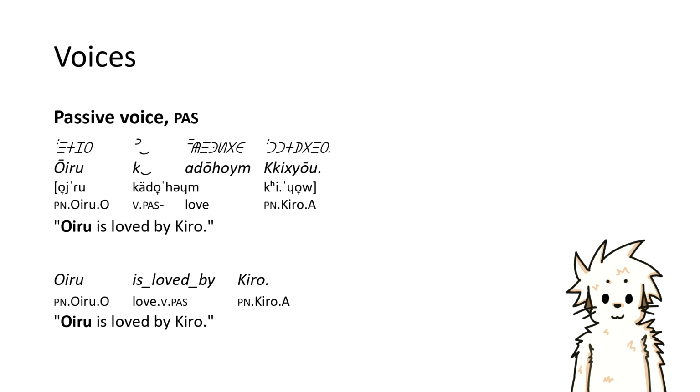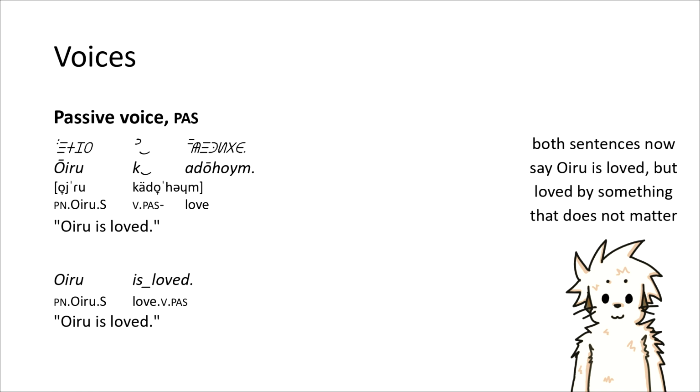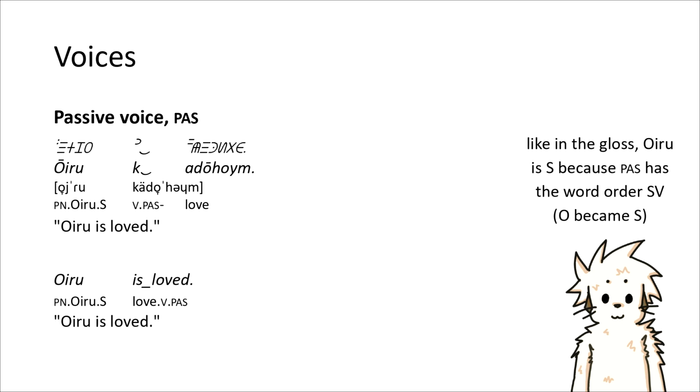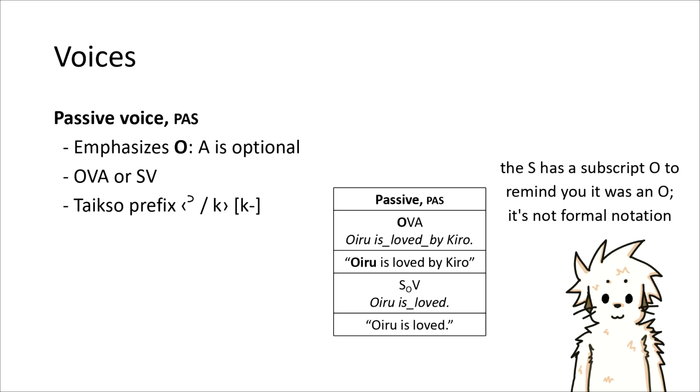In both of these sentences, you can remove the agents, and the sentences will still make sense. Once you remove the agents, the verb becomes intransitive, and the object becomes a soul. Taekso's word order then becomes soul verb, SV. In summary, this is what the passive voice is.